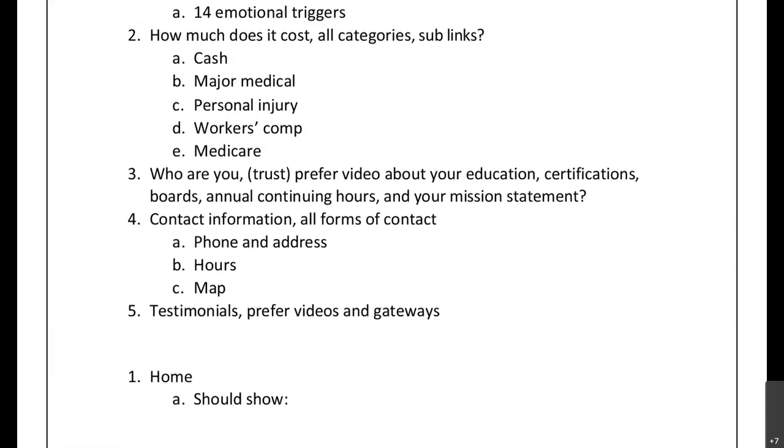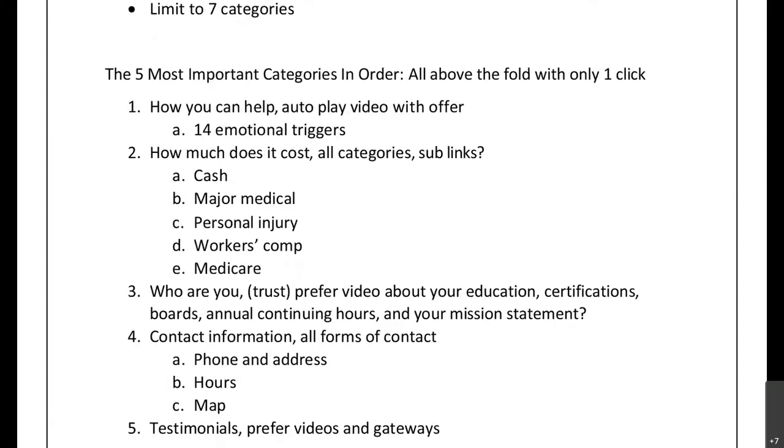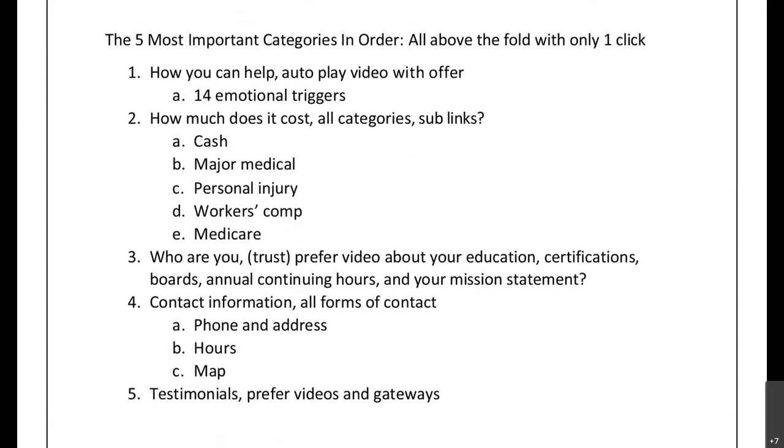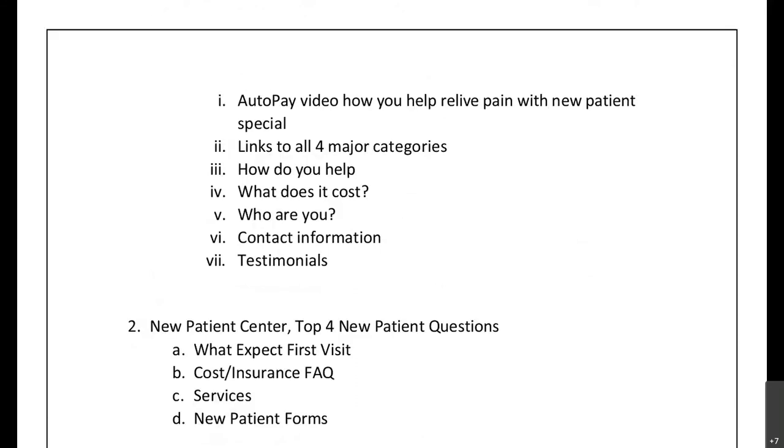Okay. Now let's go a little further. And so we got contact, testimonials. Okay. So let's go into each. Now that I just covered the most important topics your website should have, those 5 categories, let's go into each page individually. So let's look at the home page. When we look at the home page, what should we look at? So the home page will have autoplay video, how you can help relieve the pain with the new patient special, links to all 4 major categories.